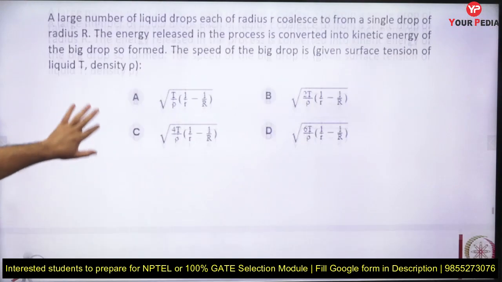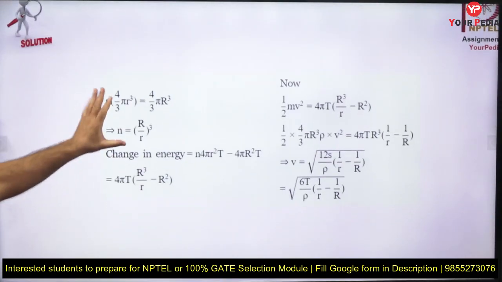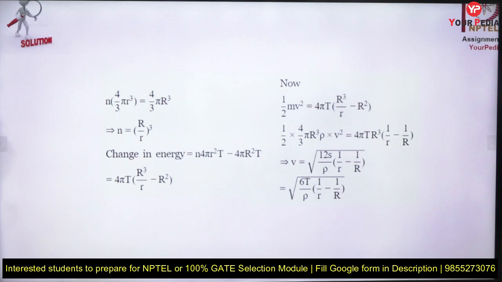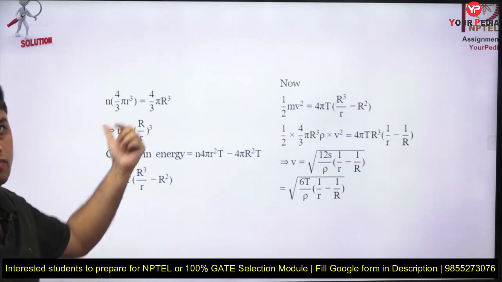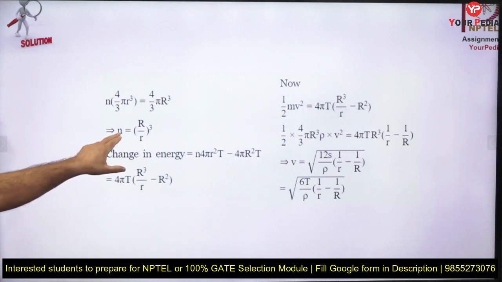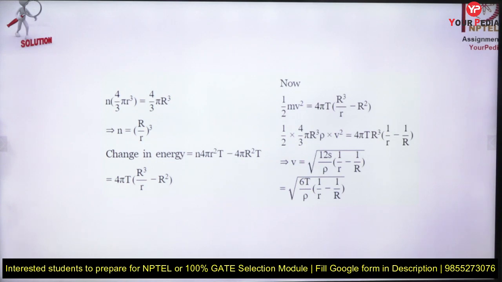Okay, now let me find it. What is given is this: first, volume constancy. So n small droplets and the big drop will have the same volume. From there I will get a relation between radius R and n. Now what is the change in energy?